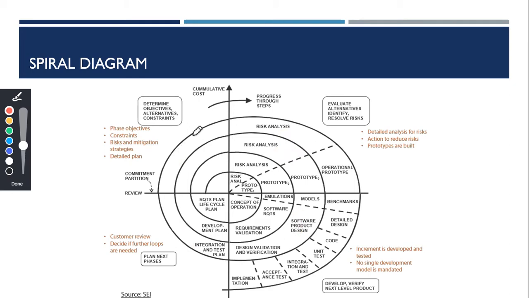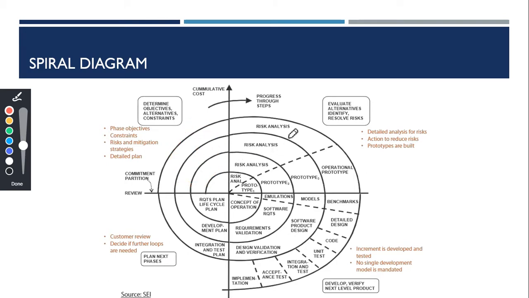In the first section, tawag dito is objective setting. In the objective setting, here the objectives of the piece are defined. Constraints, risks, and corresponding strategies are identified and a detailed plan is created. Yun yung ginagawa dito sa first phase, which is the objective setting.